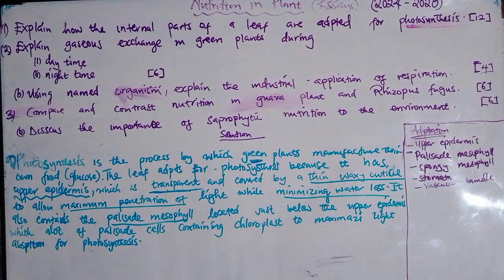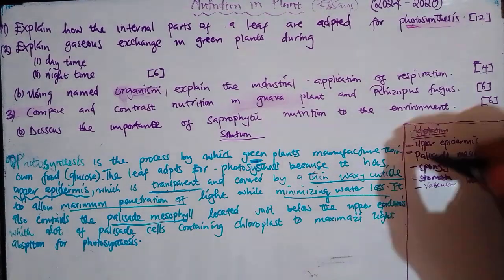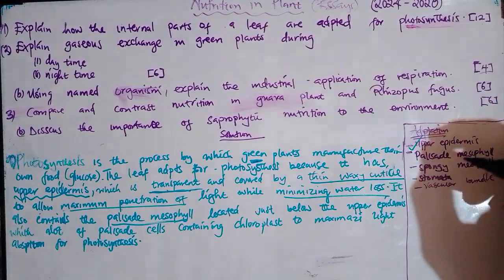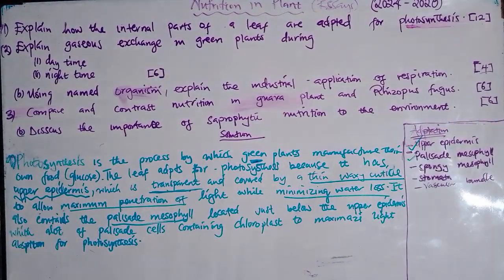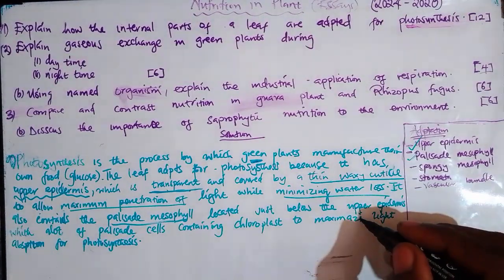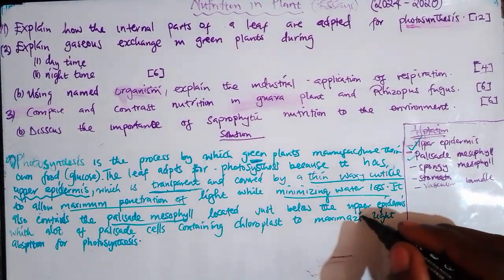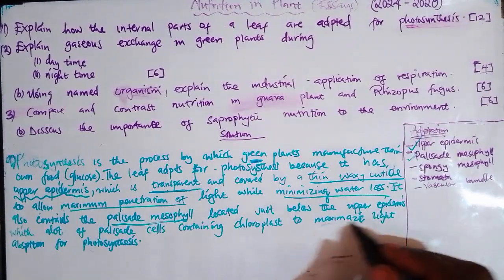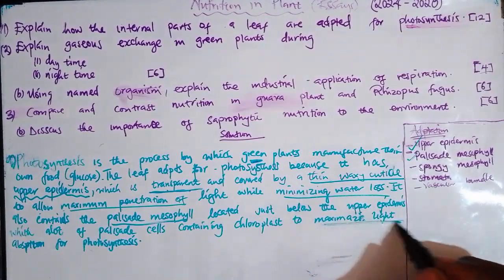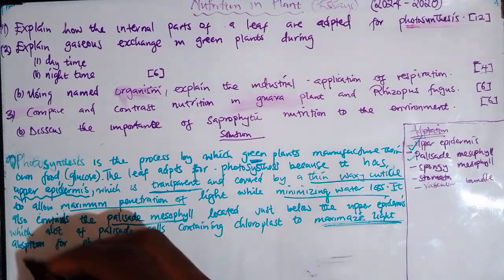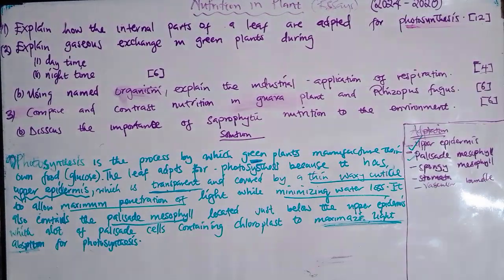Yeah, we have written how many? We have written 2. We have written the upper epidermis. We have also talked about the palisade mesophyll, how it helps in photosynthesis. Yeah. So we are saying it maximizes, right? It maximizes light absorption. Yeah. Moving on to our spongy mesophyll.